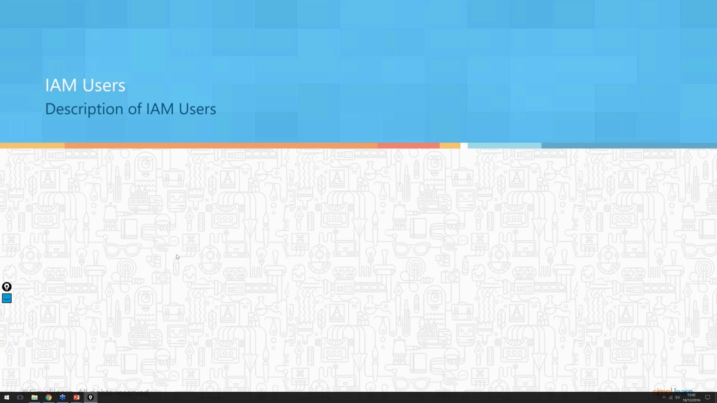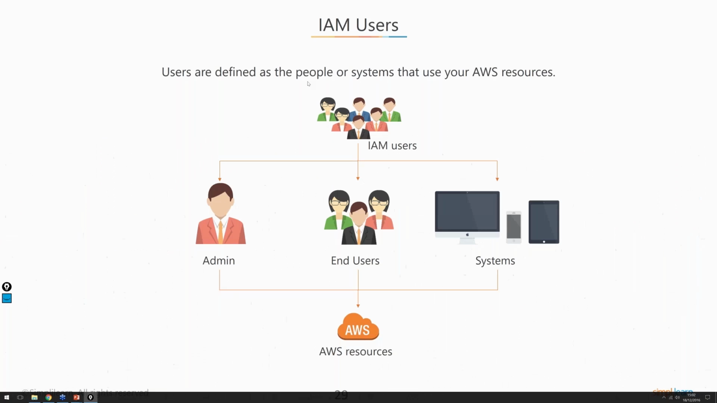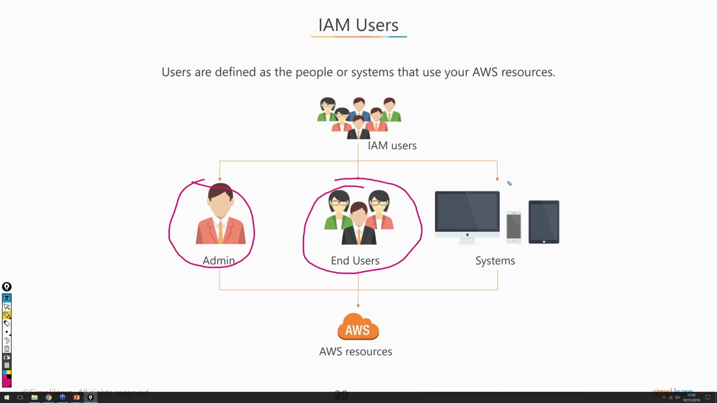Users are defined as people or systems that use AWS resources, and this is what we define as an IAM user. It can be as simple as a single person like an admin. It can be an end user that accesses the systems occasionally, or it can even be a system itself that is defined as a user that is granted permissions to access specific resources from AWS itself. And that's what it is.